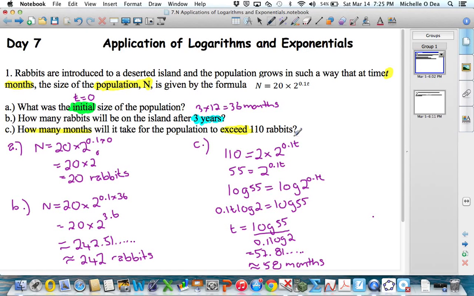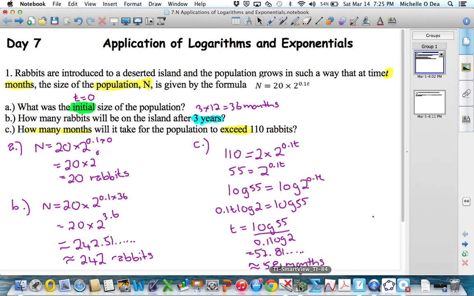Okay, so that's one way to do it algebraically. Let's go straight to the calculator instead. We still need this first line, that's important. So you must have the first line there, regardless of which method you take.